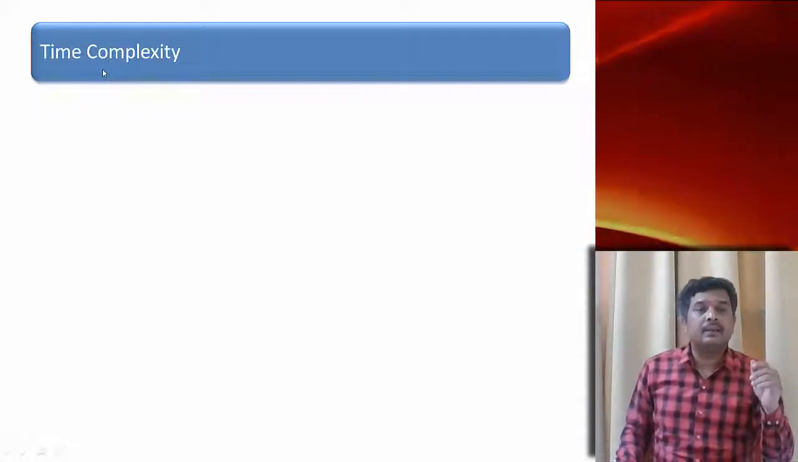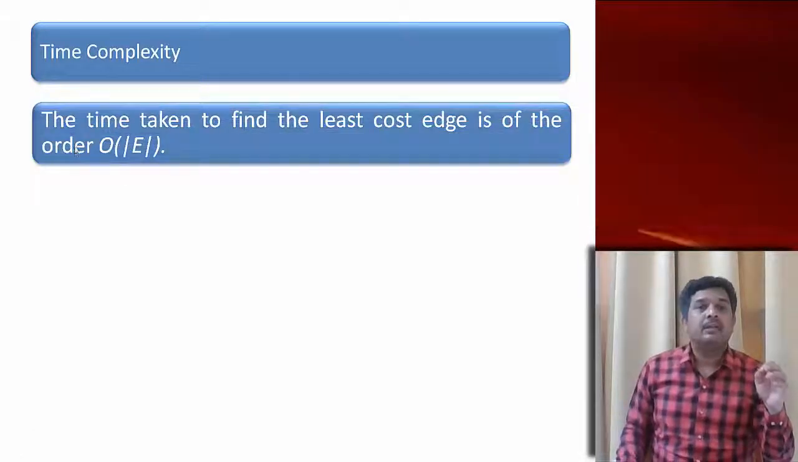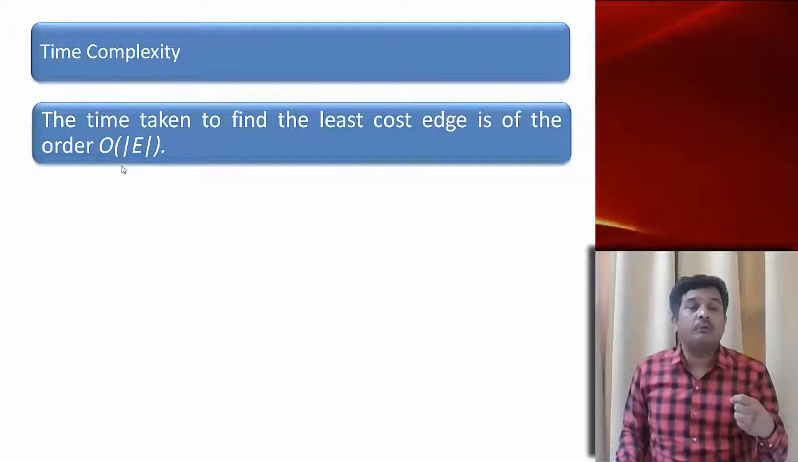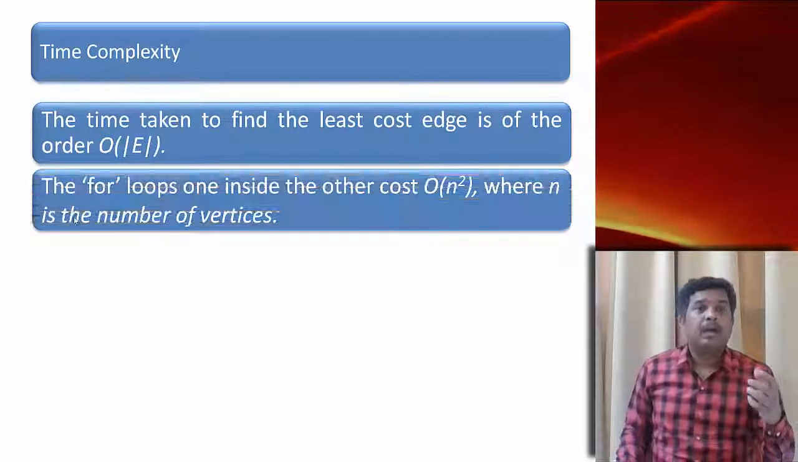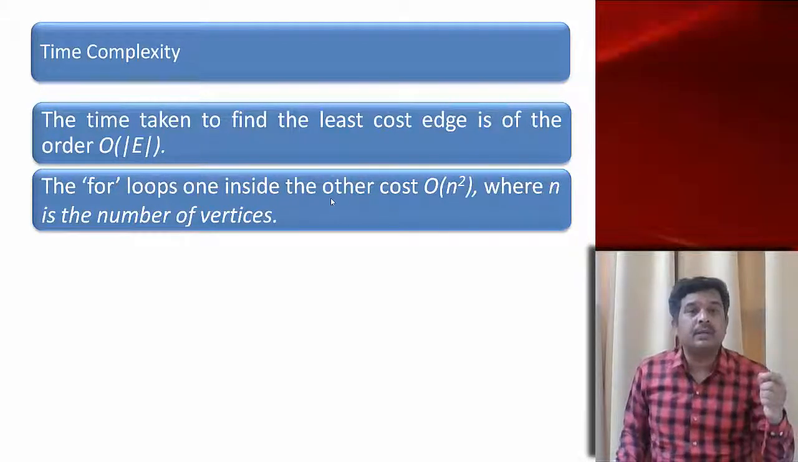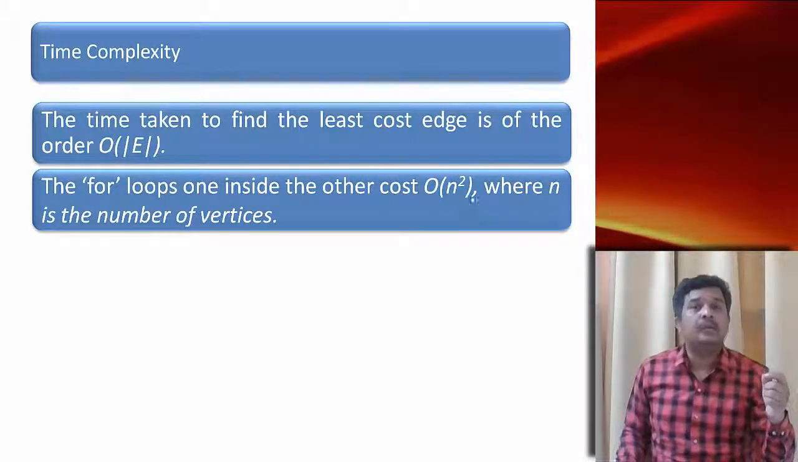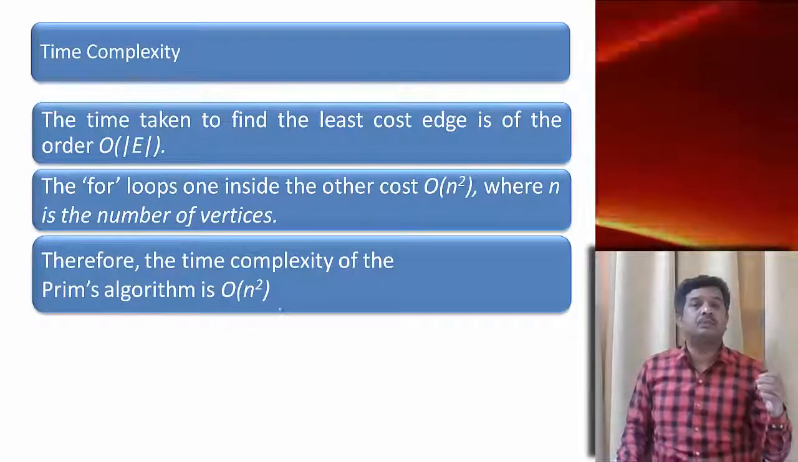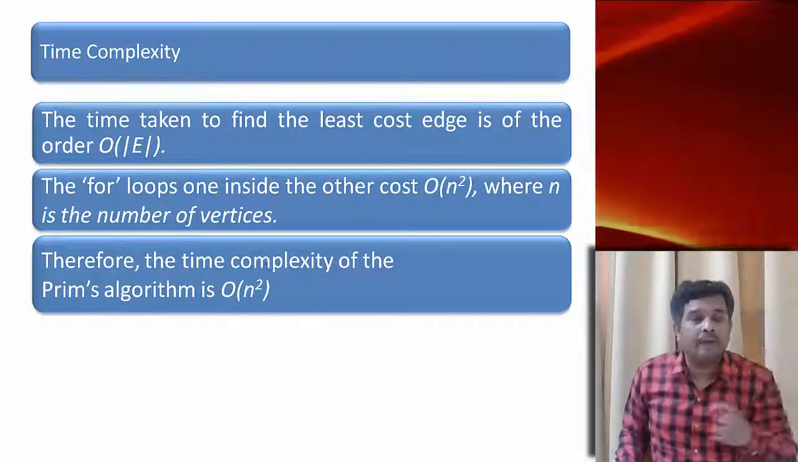Let us see the complexity of Prim's algorithm. As I am trying to find the least value of each edge, the order will be order of E. But there are two for loops included in that, so the order becomes big O of n square. So Prim's algorithm's time complexity is big O of n square.